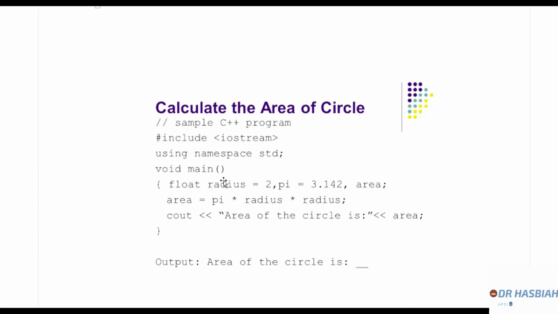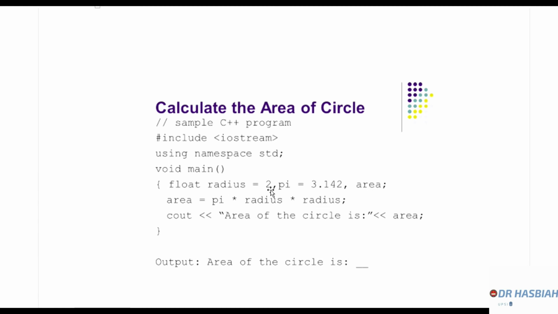So now you have the void main, open brace and close brace. Now we want to calculate the area of the circle. We are given the radius equal to 2, pi equal to 3.142, and then we have the formula to calculate the area there. So you have the formula area equal to pi times radius. This formula we get from the question, right?